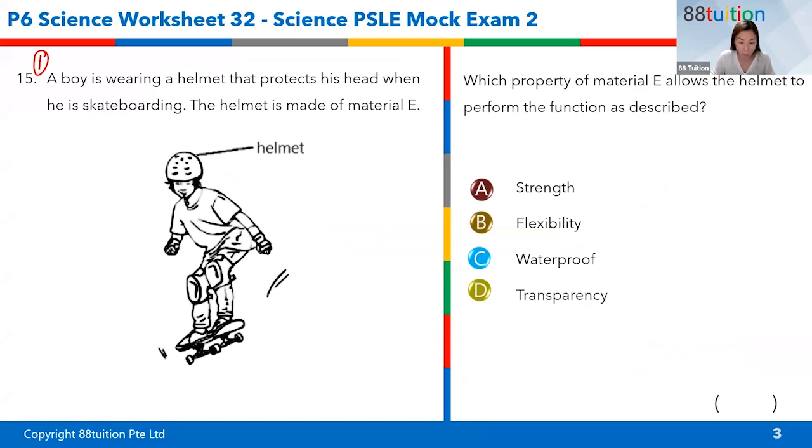Okay, it's quite straightforward. In this case, this boy wearing a helmet protects his head, right? So what kind of property is it describing if it can protect this boy's head? Of course, that kind of property must be related to strength, right? It's a very strong material. A very strong material can protect the boy's head.